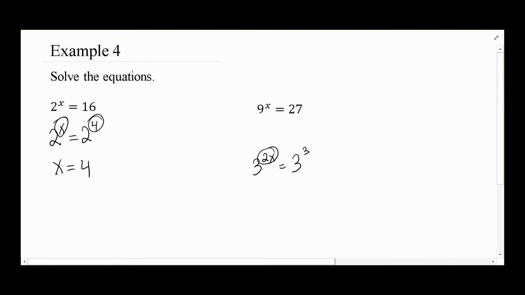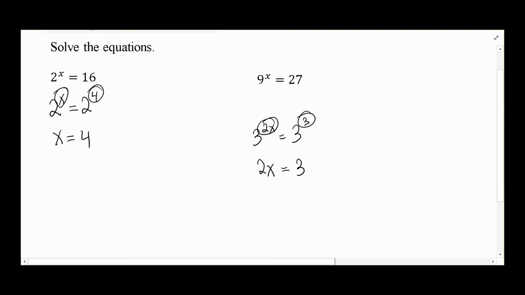The uniqueness property now tells me, since my bases are the same, my exponents must be the same as well. So 2x must be the same thing as 3. So now in order to solve this equation, I can divide both sides by 2 and get that x equals 3 halves for that example.